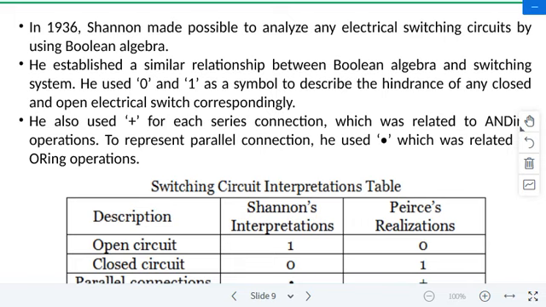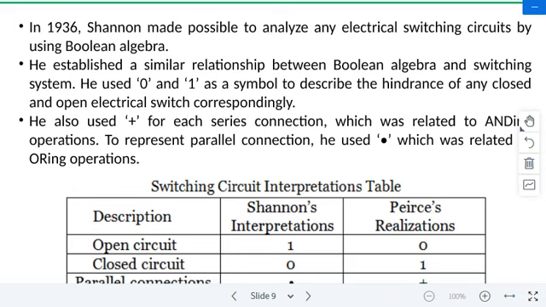So look at the 0 and 1 which we use in digital circuits, it is nothing but a symbol, a symbol to describe the hindrance of closed and open electrical switches correspondingly. He also used the plus for series connection, which was related to ANDing operation, and to represent the parallel connection he used the dot, which was related to ORing, just the opposite. Okay. Shannon used the plus for ANDing and the dot for ORing. And nowadays, we use different symbols. So look at the switching circuit interpretation table.